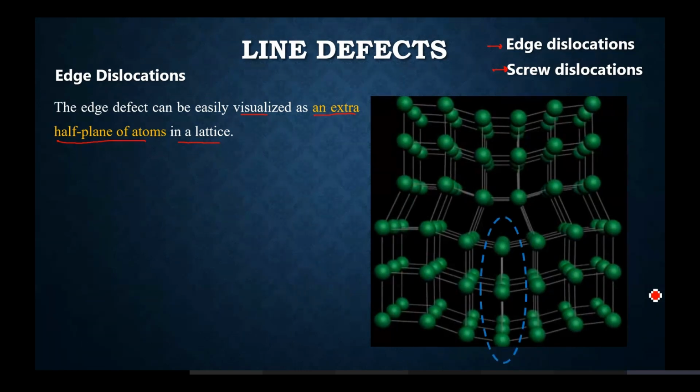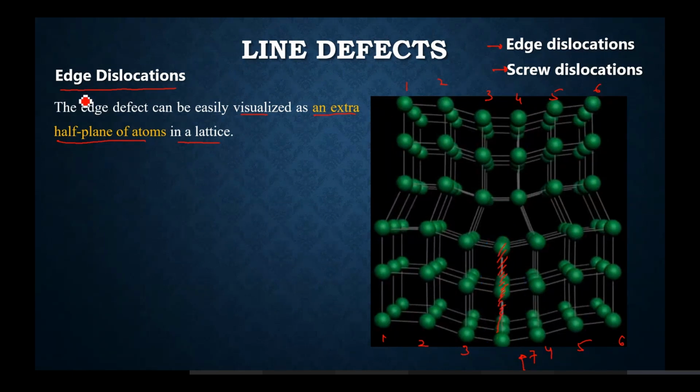Yes. So if you see over here, this is an extra half plane of lattice that is being inserted within this crystal structure. If you see, there are one, two, three, four, five, six columns of atoms over here, and this is an extra seventh half plane that has been inserted into this lattice. This is a plane, an extra half plane that is present within the crystalline lattice. This is creating an edge dislocation.